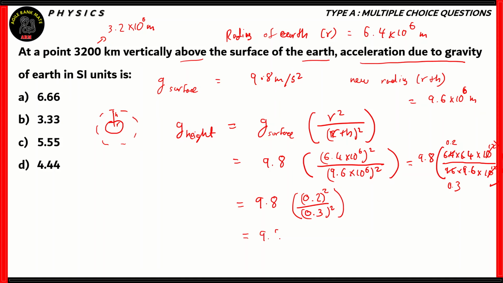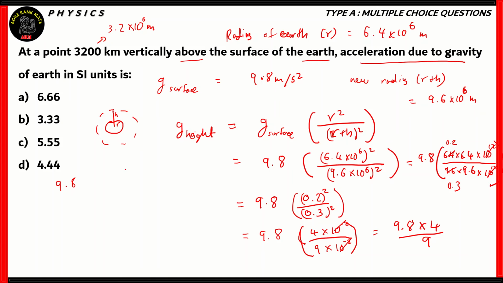So again, we can square them. 0.2 squared would give you 0.04. It's the same thing as 4 into 10 raised to minus 2. Similarly, 0.3 squared is 0.09, which is 9 into 10 raised to minus 2. You can cancel those two from the numerator and the denominator. So what we get is 9.8 times 4 over 9. So we can do its multiplication here.